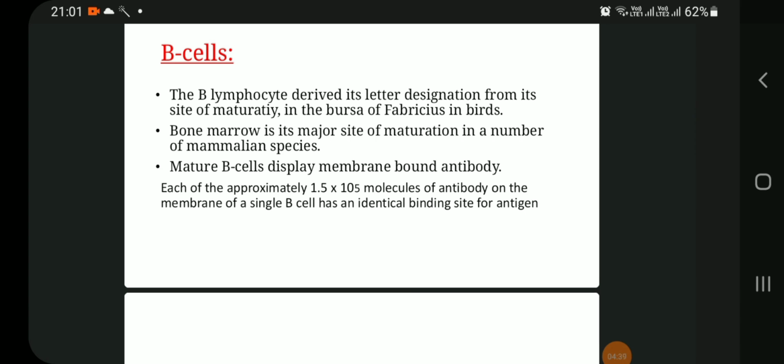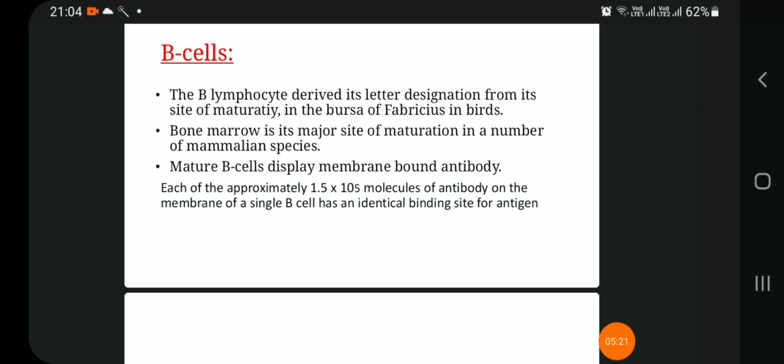B cells display a membrane-bound antibody. B cells are the cells which produce the antibody in the human body. Mature B cells display membrane-bound antibody. When B cells encounter the antigen, they first get converted into plasma cells. Then these plasma cells produce or secrete the antibody, and the membrane antibody acts as a receptor on the B cell.